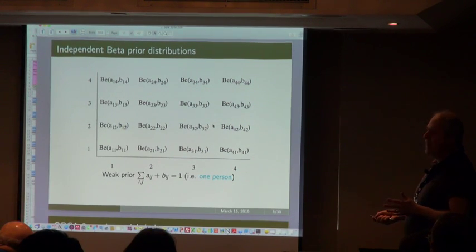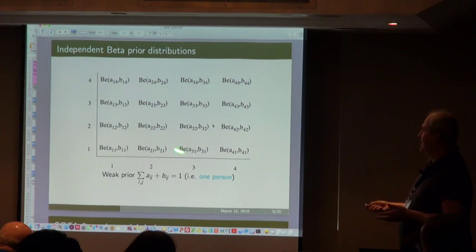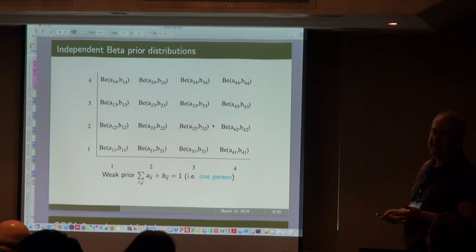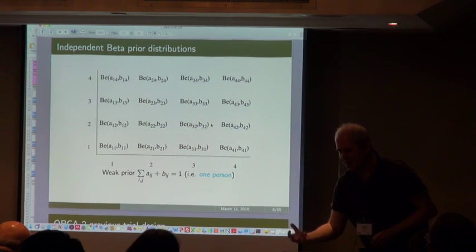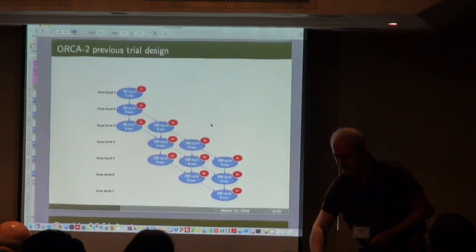And we're having a very weak prior. I mean, if you add up all those A's and B's, they add up to 1. So that is pretty weak. We want very little influence of the prior. So it's really a construct just to calculate posteriors.